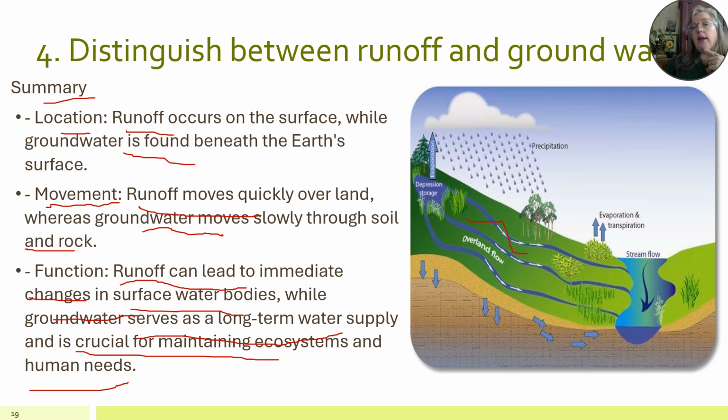So we have overland flow here. This is our runoff, all right, and this is the groundwater. Moves a lot more slowly. All right, and let's go on to the next thing.